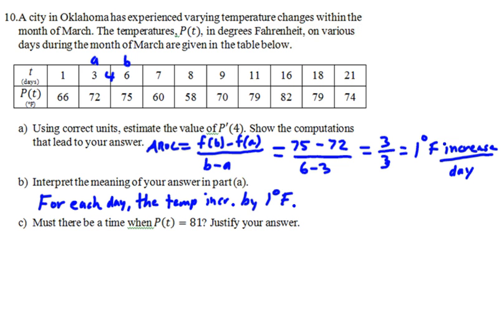And C, must there be a time when P of T equals 81? Justify your answer. This is really an intermediate value theorem problem, and what we're looking for is where does 81 cross? Well, we know that to get to 81, you're going to have to get from 79 to 82. You're going to have to pass through 81. So what we're going to say is yes.